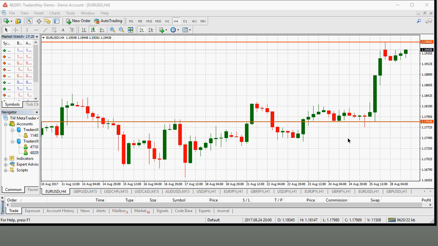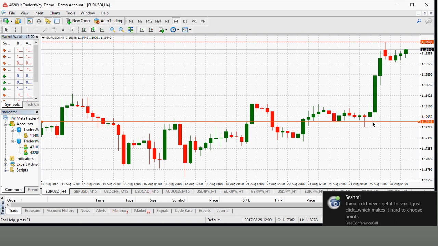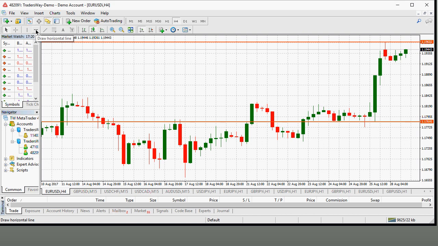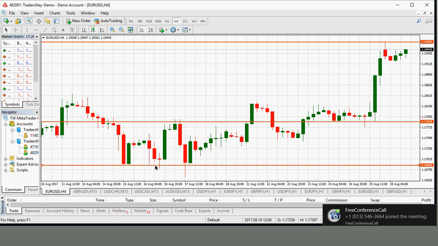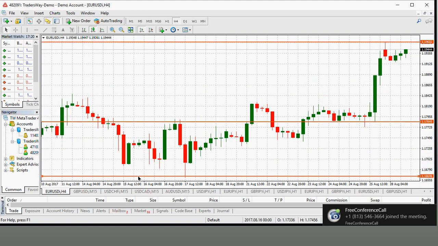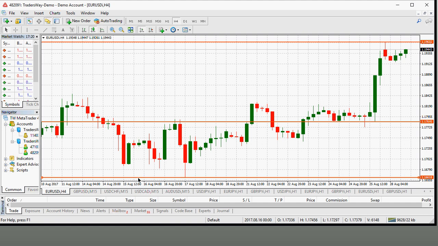I saw another question. How do I replace the line? I'm not sure what you mean by replace the line. If you double click on it, you can delete it. If you want to add an additional line, you would just go back to your draw horizontal line and then add another line to your chart, double click on it, and you can move it where you need to. If you don't want that line there, then make sure that the squares are open on the other side, and you can simply click delete and it will disappear.